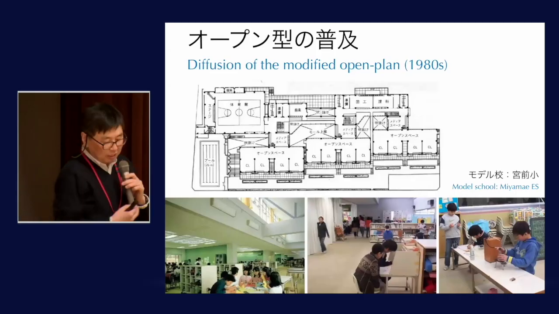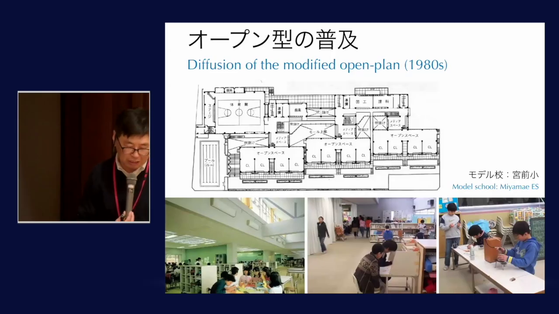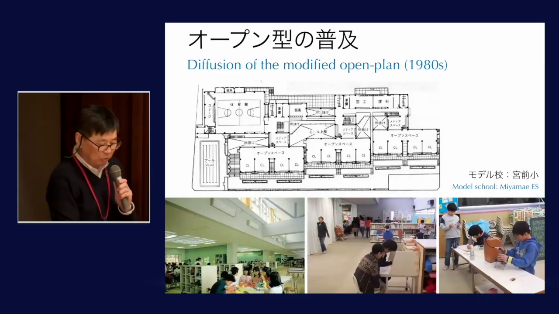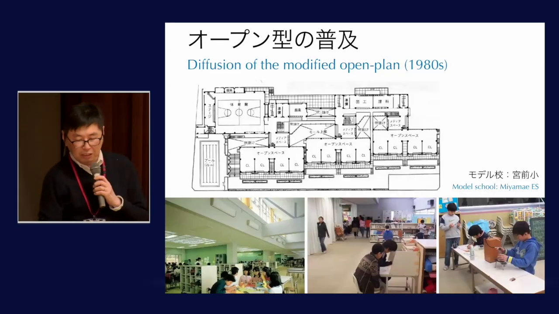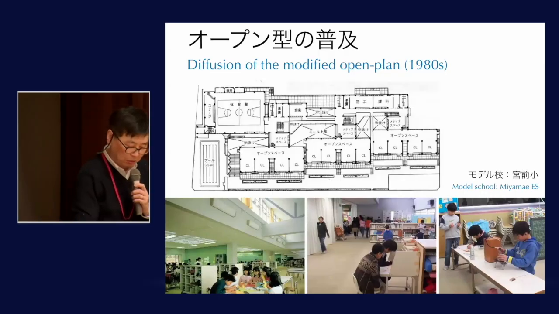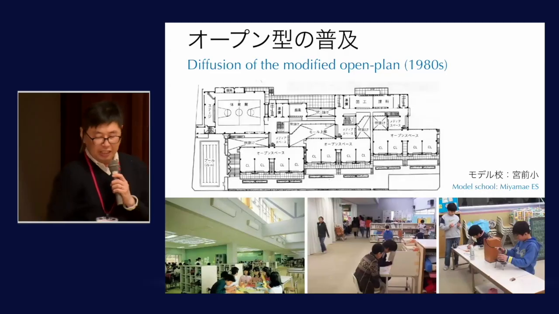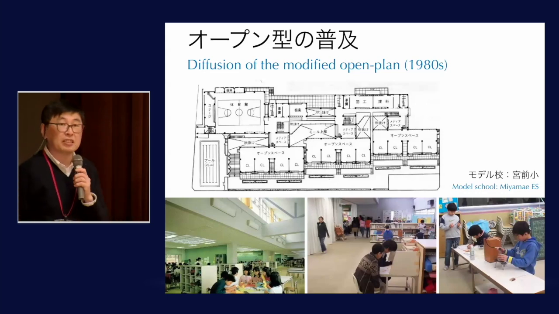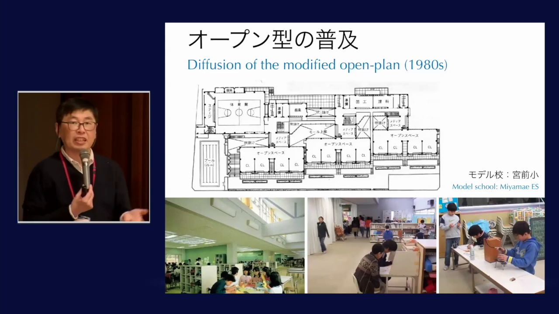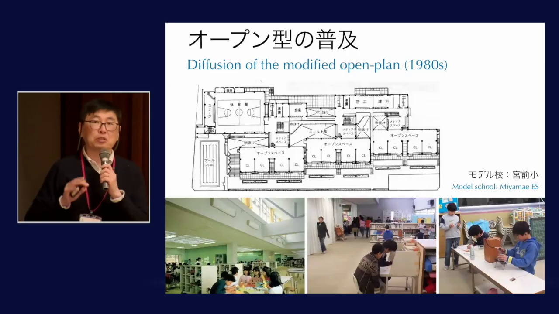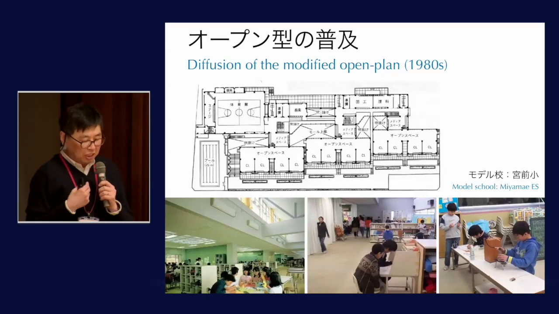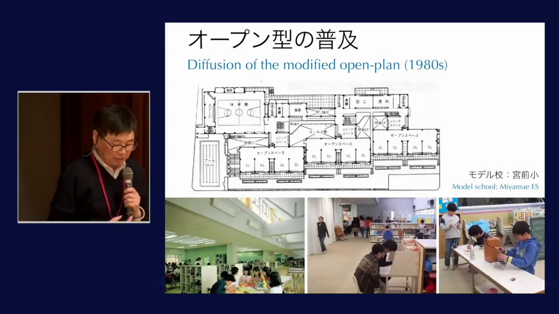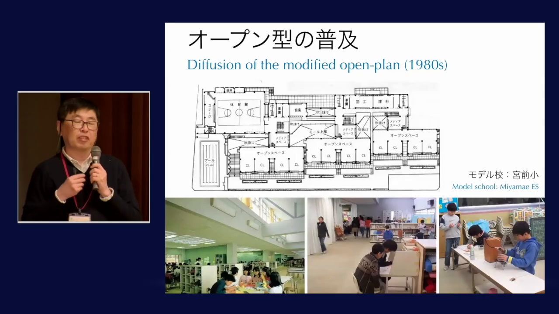So we had open spaces. However, we still have the school classroom. This is a very standard type of Japanese classroom or school facility. This is an example from the 1980s. At that time, of course, we used not only the classroom but also the outside of the classroom. That's the reason why this open plan type is used.